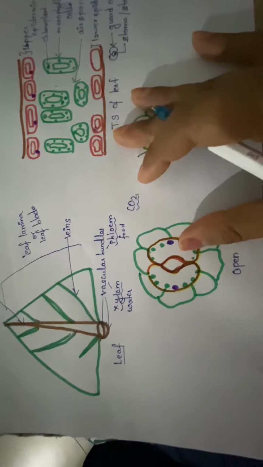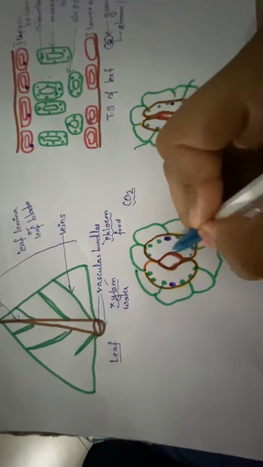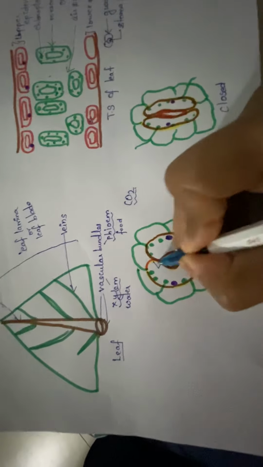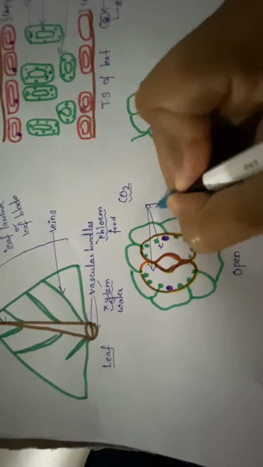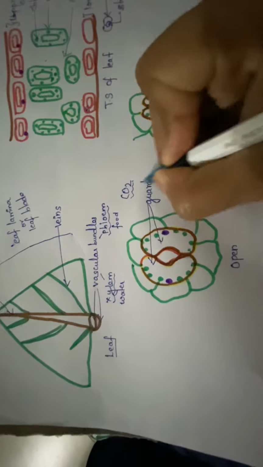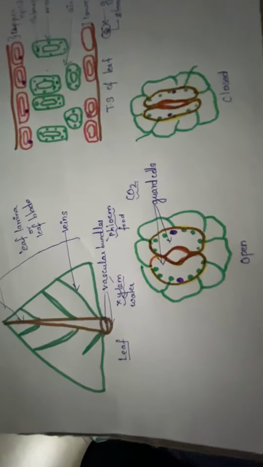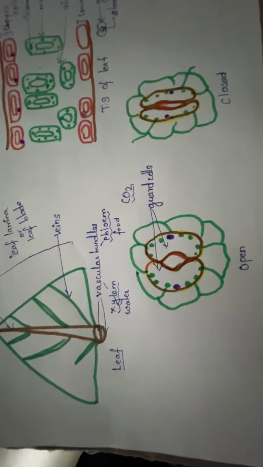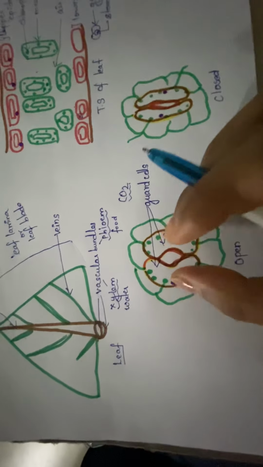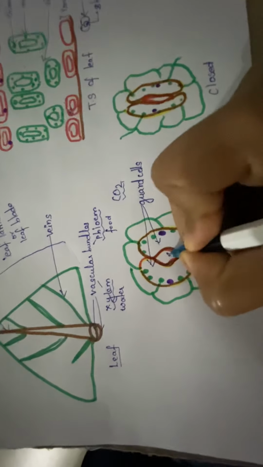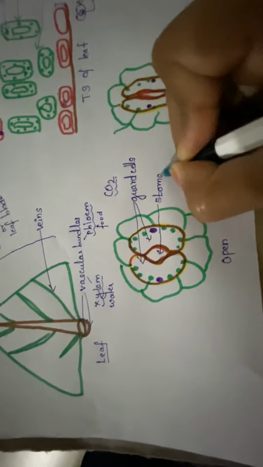Now how does it happen? You should know that these are the guard cells, these two, kidney shaped, or you can call it bean shaped. These are the guard cells. Now when these guard cells absorb water and swell, the swelling of guard cells causes opening of this region which is called the stoma, where the exchange of gases takes place.